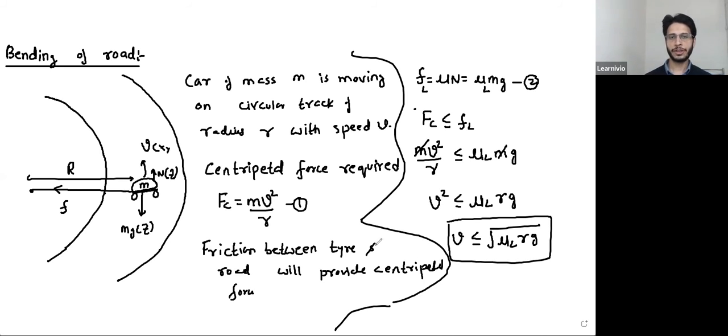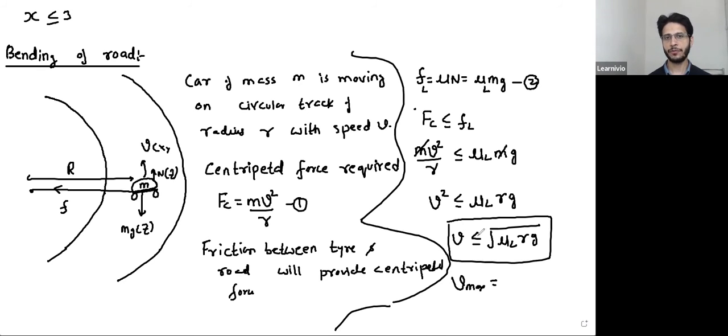So this is the velocity at which the body is moving. It's less than or equal to √(μ_L rg). Is it clear? Yes, sir. For a safe turn, the velocity should be less than or equal to this. So what should be the maximum value of velocity if you use the equality sign? It's like if I'm saying that x is less than or equal to 3, what could be the maximum value of x? It's either less than or equal to 3. The maximum value is 3.